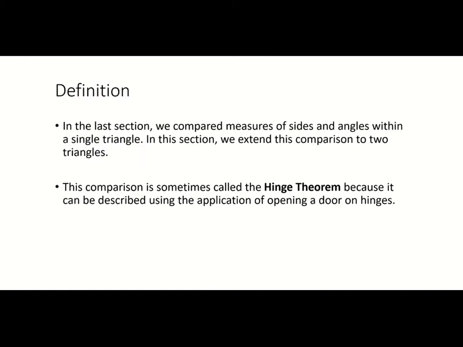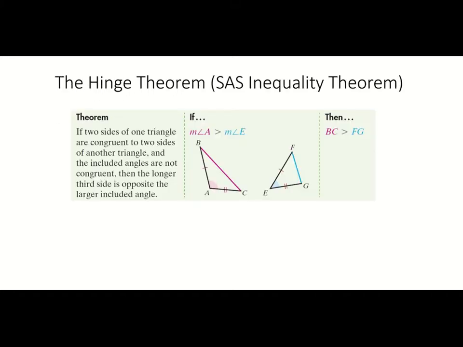Okay, so if you recall, in the last section we talked about inequalities with one single triangle. Now we're going to compare two triangles together. And this is going to be called the Hinge Theorem. And again, think of like the hinges on a door and the angles that it makes, or the triangles you can make from that.